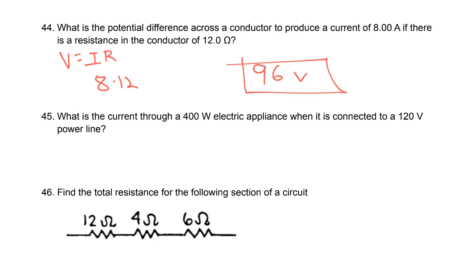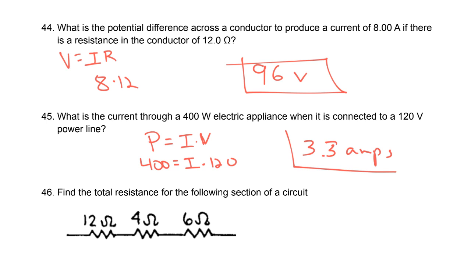What is the current through a 400 watt electric appliance? So watts, here we use a slightly different definition. So power measured in watts is just current times voltage. And so if we know the power is 400 watts, we can find the current. If we know the voltage is 120 volts, so 400 divided by 120 gives us 3.3 amps of current going through this appliance.